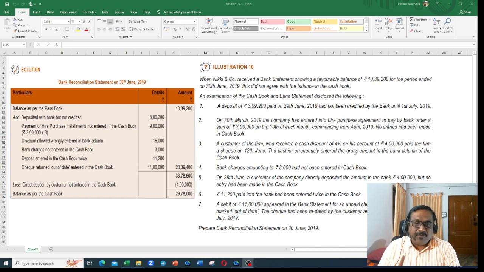See here, a debit of 11 lakhs appeared in the bank statement for an unpaid check, which had been returned marked out of date. The check had been redated by the customer and paid into the bank again on 5th July 2019.